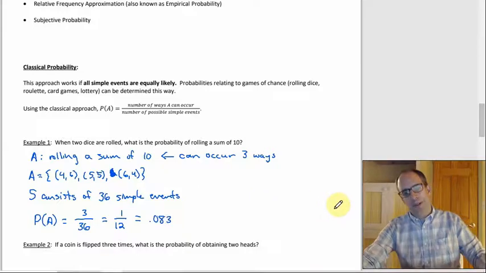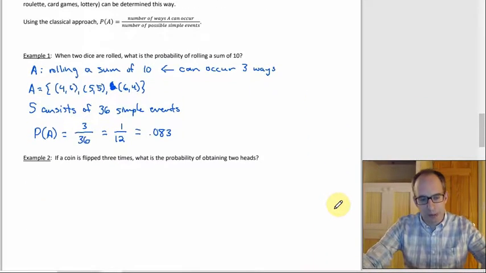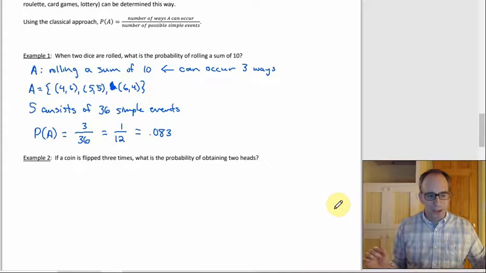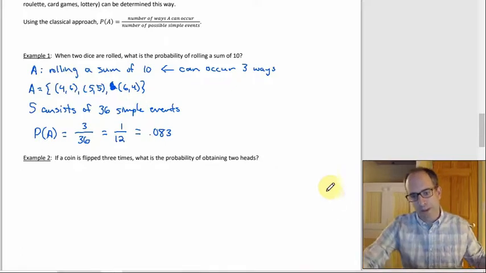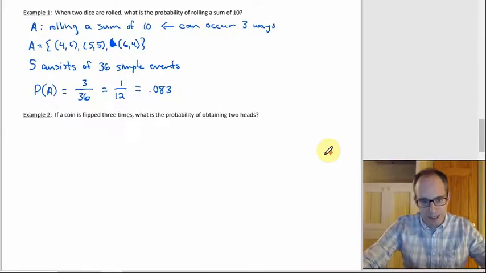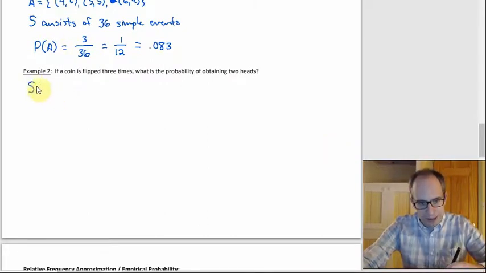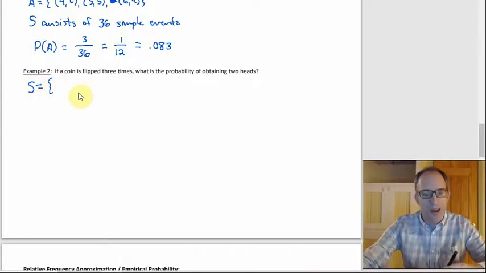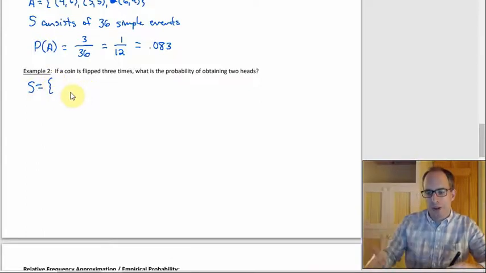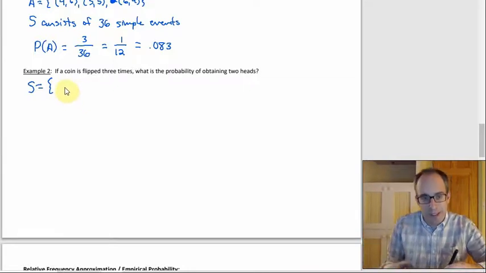All right. Well, then the second example, and this one we can't really recycle stuff. If a coin is flipped 3 times, what's the probability of obtaining 2 heads? Okay, well, there is kind of a systematic way to write out the sample space here, which is to kind of go by how many heads you have. So I guess I'll go 3, then 2, then 1, then 0. Right? With 3 flips, that's how many heads you could have.